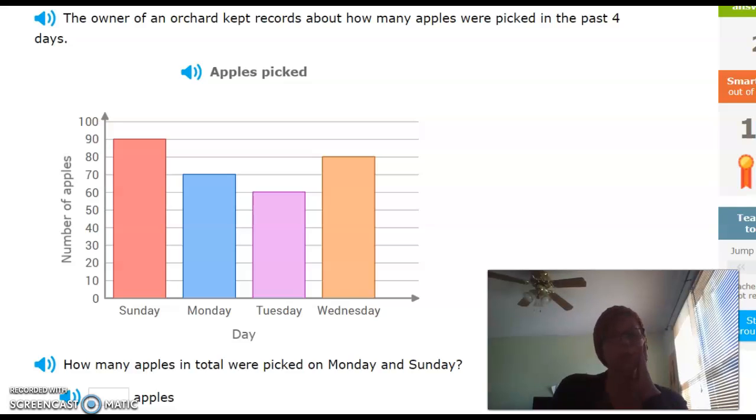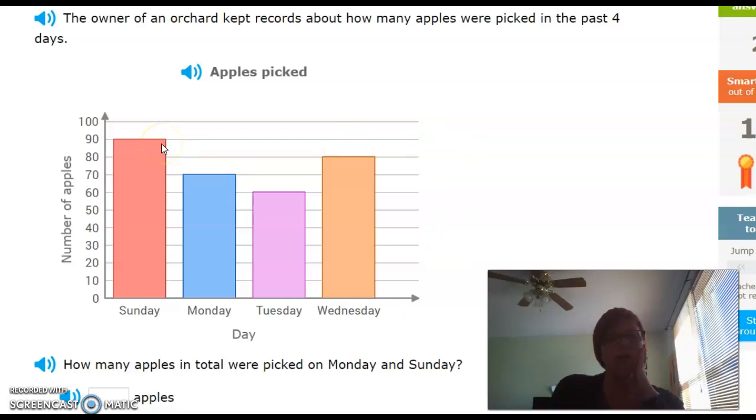We're going to continue working with bar graphs. In this bar graph, we have the apples picked as the title, the number of apples on the left side, and it looks like they're counting by tens because from 0 to 10, I see 10, and then 20, 30, 40. So each line represents 10, and then it has the different days of the week.